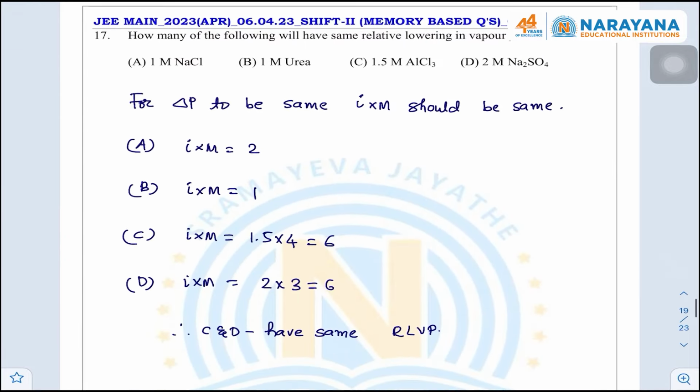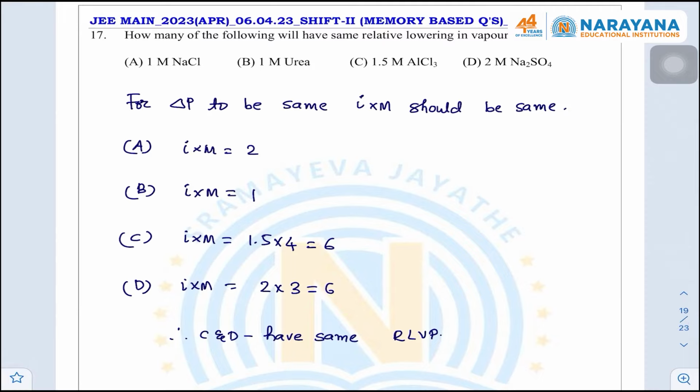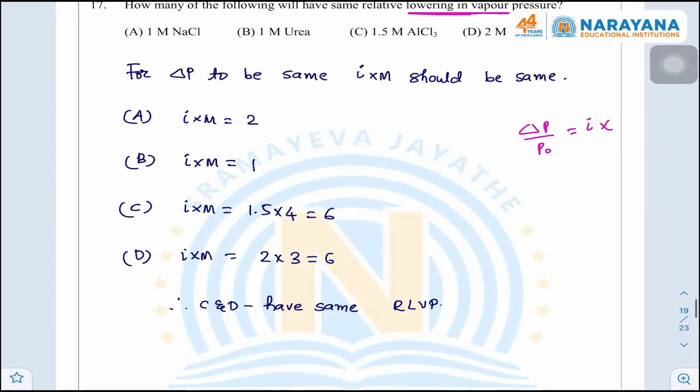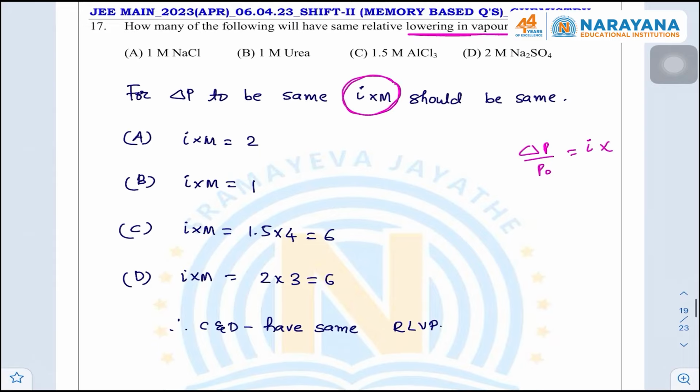Next question, how many of the following have same relative lowering of vapor pressure? So this is from the colligative properties. We know that delta P by P naught is equal to i into X. So that means for same relative lowering of vapor pressure, RLVP, concentration of the particles should be same. So the concentration of particles means i into M should be same.